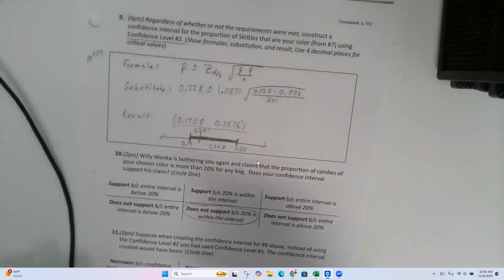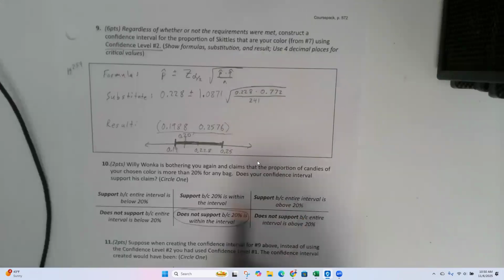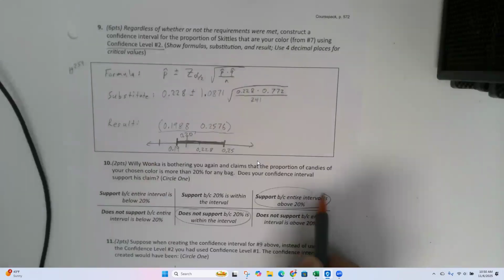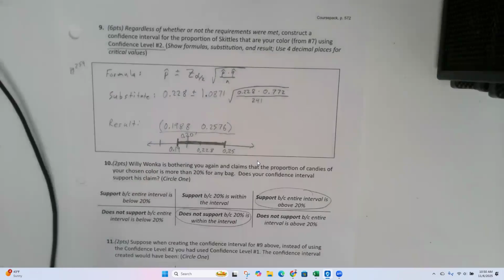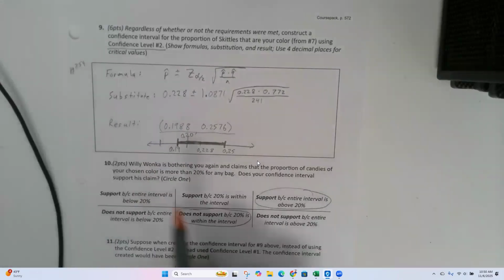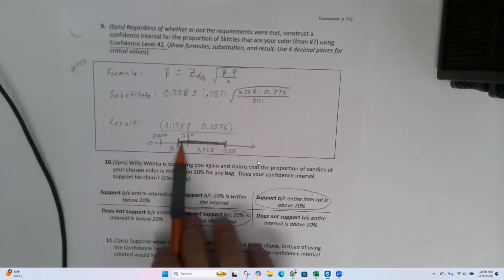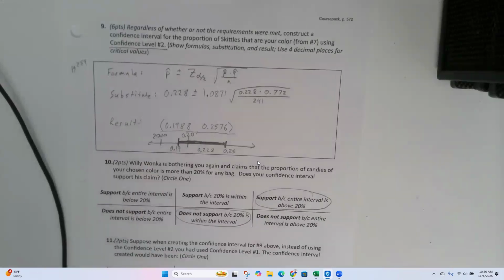So if 20% was not in your range, if it was here, then this would be your answer. So these are the two possible answers in this case, because if 20% is here, then your entire interval is above 20.